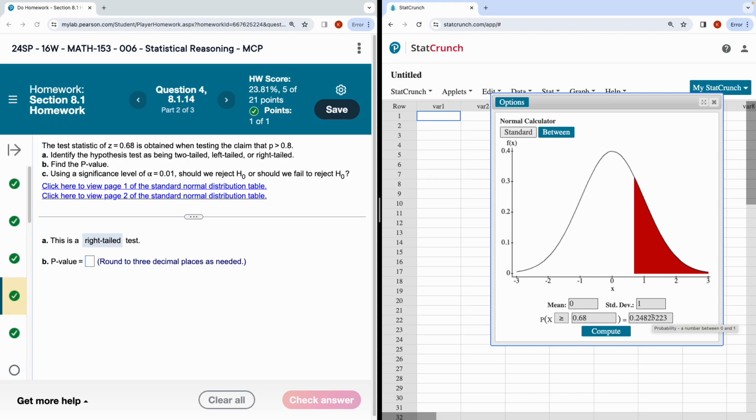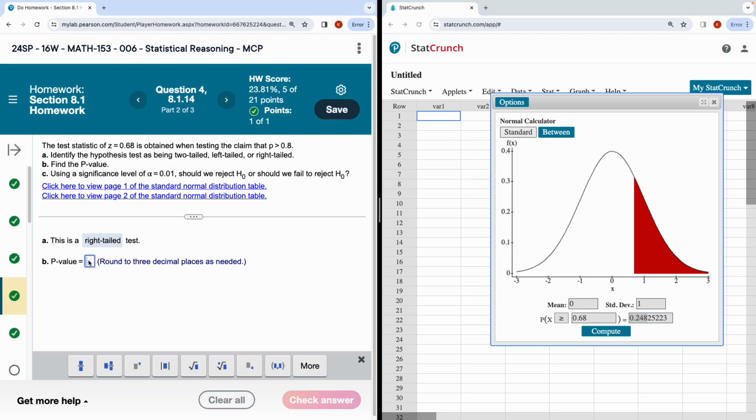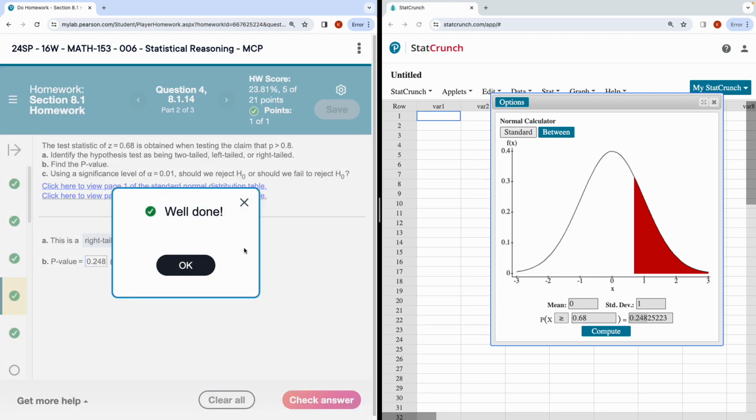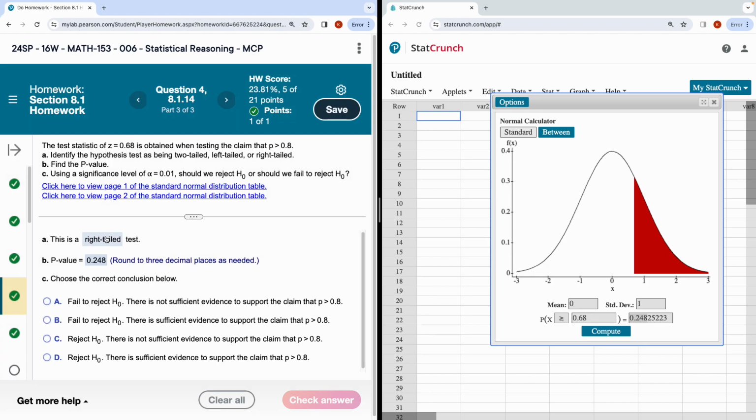And so that tells me that, now they want 3 decimal places, so that tells me that my p-value is going to be 0.248. So I should be able to key that in, 0.248, check that answer, and we get that one right. So that's how we determine what tailed test it is. That's how we determine what our p-value is. And now, are we going to reject or fail to reject our null hypothesis?